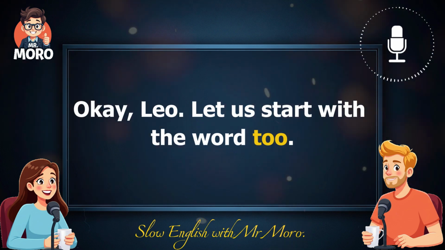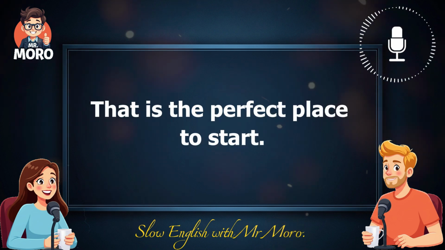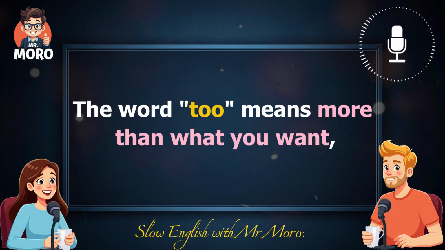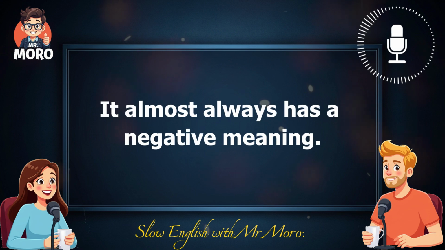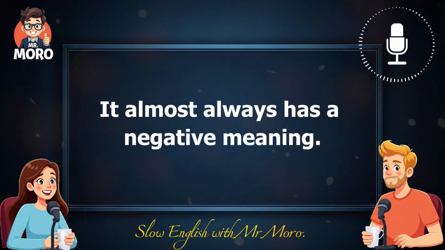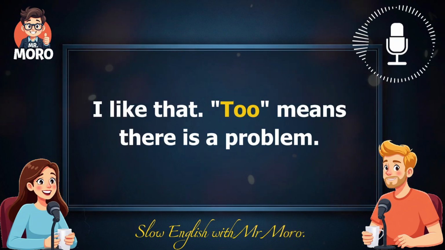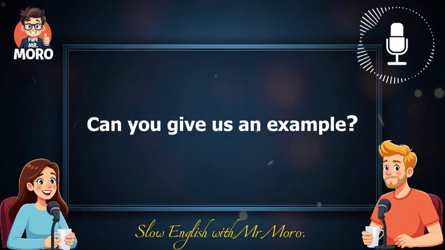Okay, Leo, let us start with the word too. T-O-O. What does this word mean? That is the perfect place to start. The word too means more than what you want, or more than what is good. It almost always has a negative meaning. It means there is a problem. I like that. Too means there is a problem. Can you give us an example?